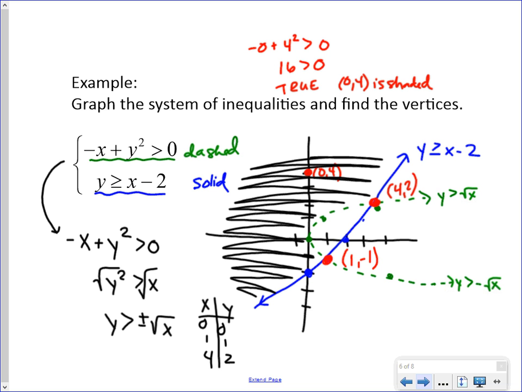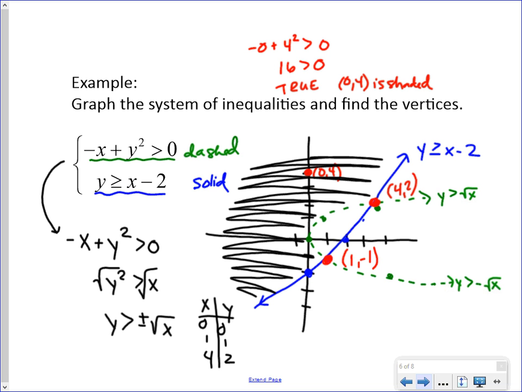Another thing you could do is take these points, 1, negative 1, and 4, 2, and plug them into both equations or inequalities. What should happen is not that they necessarily satisfy the inequality, but they should make both sides equal. So if I were to check 4, 2: negative 4 plus 2 squared, 0 equals 0. 2 is greater than 4 minus 2, but 2 equals 2. So then 4, 2 is on both graphs.